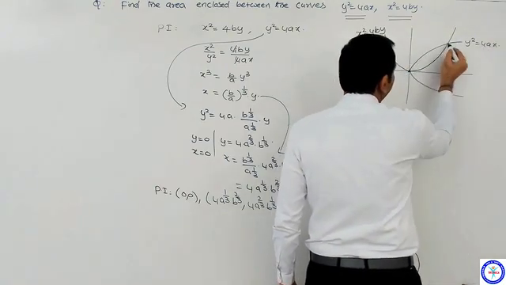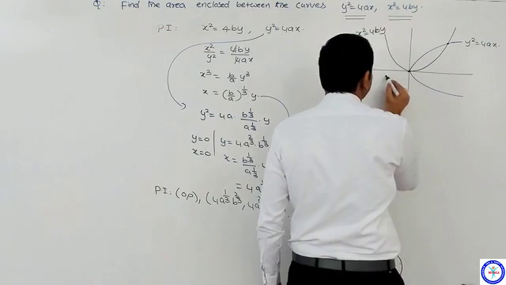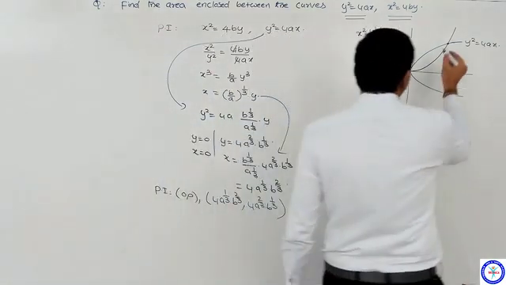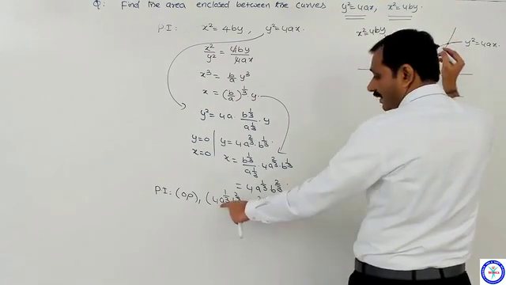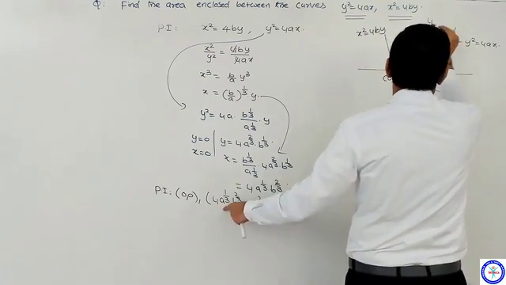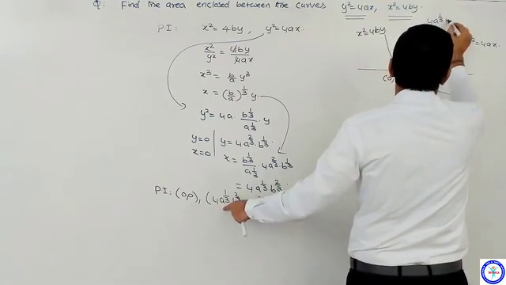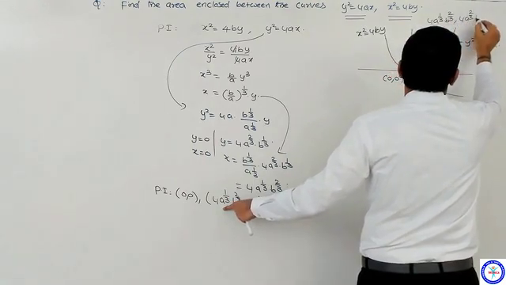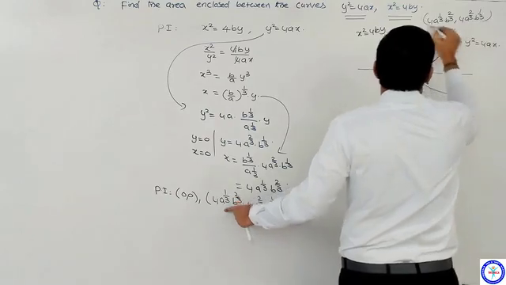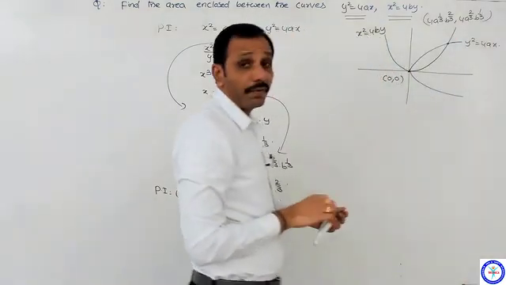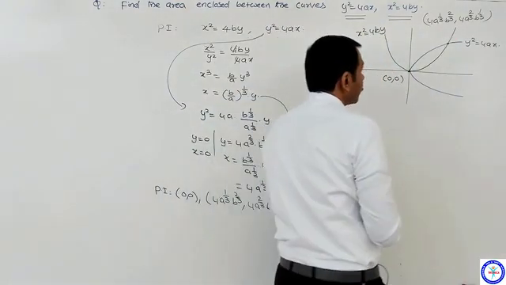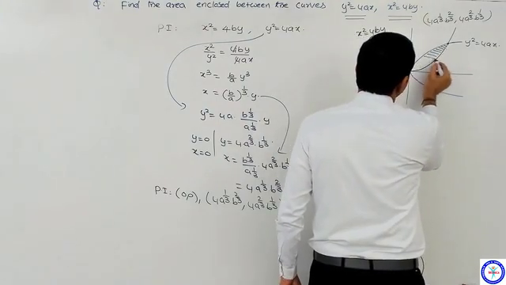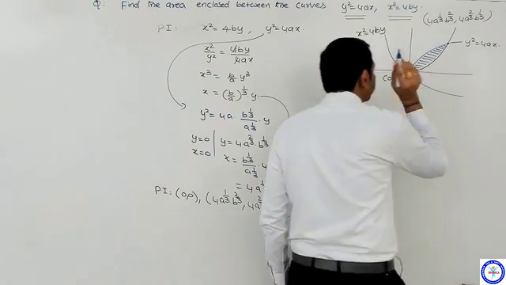Intersections: this is one intersection and it is another intersection. It is (0, 0), the origin, and the other point of intersection is this one: (4a^(1/3) b^(2/3), 4a^(2/3) b^(1/3)). Now, the area between the curves means this is the required area.